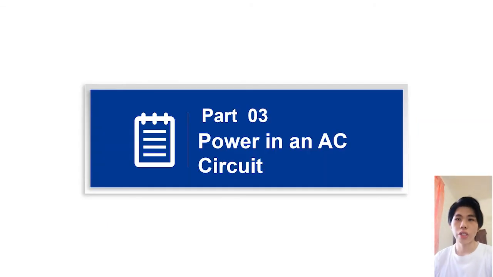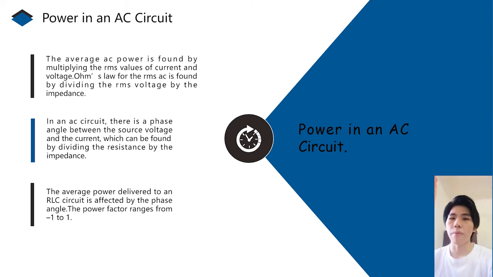For our part 3 is the power in an AC circuit. The average AC power is found by multiplying the RMS values of current and voltage. Ohm's law for the RMS AC is found by dividing the RMS voltage by the impedance. In an AC circuit, there is a phase angle between the source voltage and the current, which can be found by dividing the resistance by the impedance.